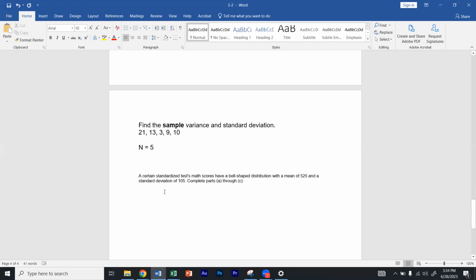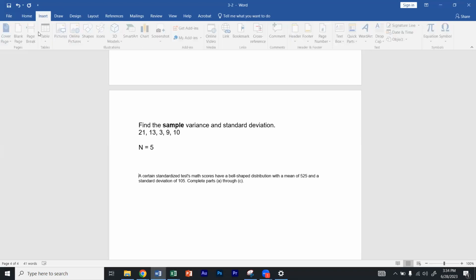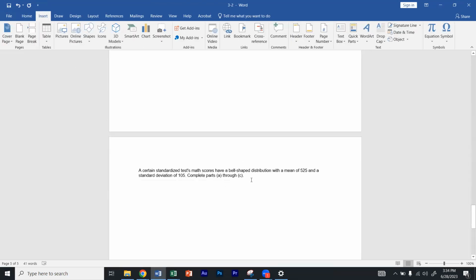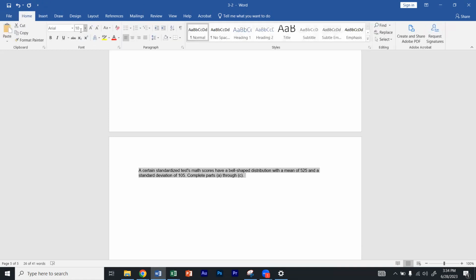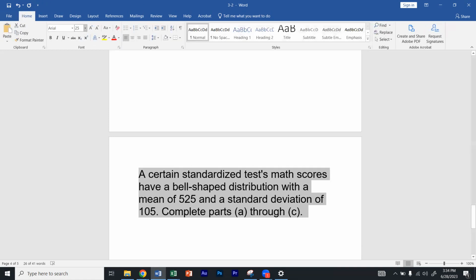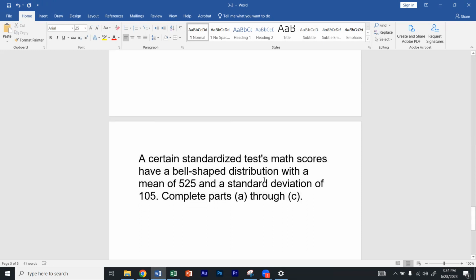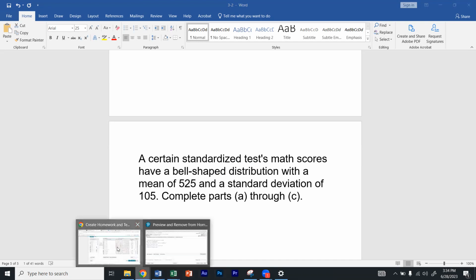All right, then what are we being asked to do? Find out in a second. All right, the standardized tests, math scores, have a bell-shaped distribution with a mean of this and a standard deviation of 105. Okay. So what else is going on?